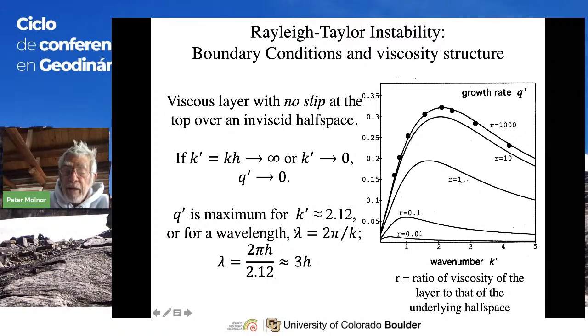The wavelength is 2 pi divided by the wave number. And so this is easily remembered. The wavelength of the most rapidly growing instability is about 3 times the thickness of the layer. So if the layer is 10 kilometers, we'd expect 30 kilometers. If the thickness of the layer were 100 kilometers, we'd expect a wavelength of 300 kilometers.